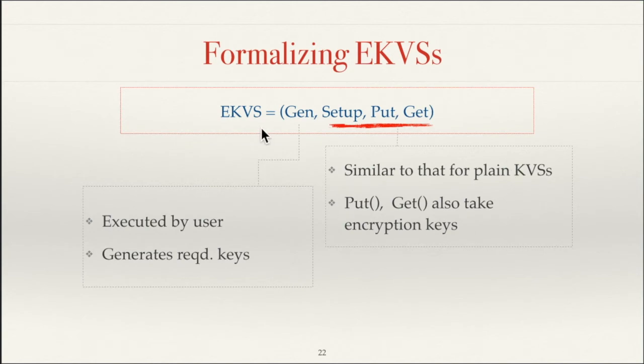So an encrypted key value store consists of four protocols: gen, setup, put, and get. These three protocols are similar to those for plain key value stores. The only difference is that now put and get would also take encryption keys, which would be used to encrypt our label value pairs. And gen is another protocol that clients would use to generate these encryption keys.